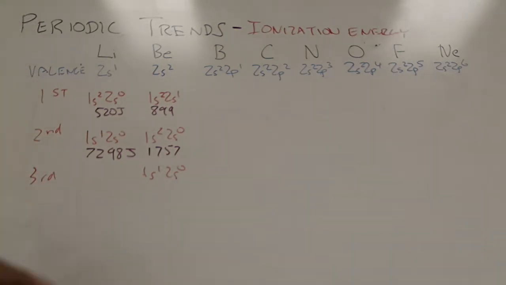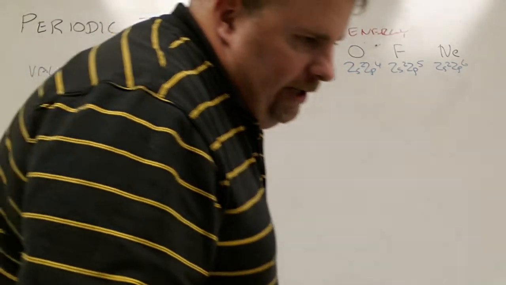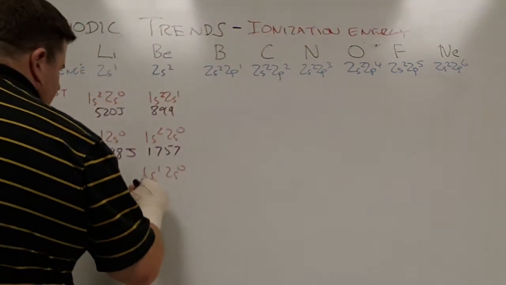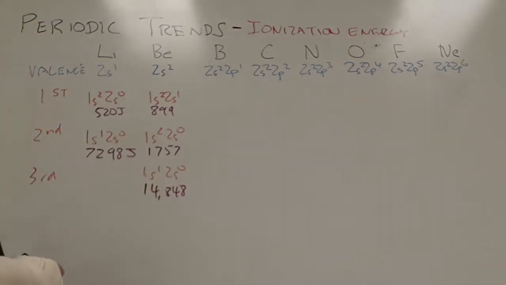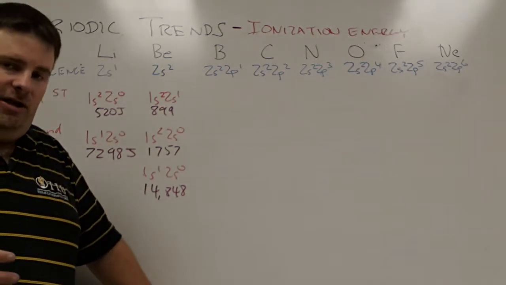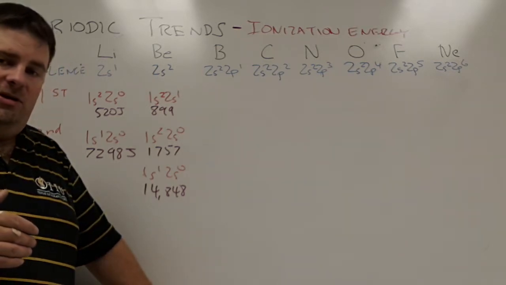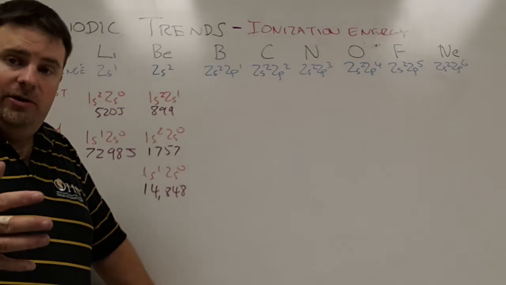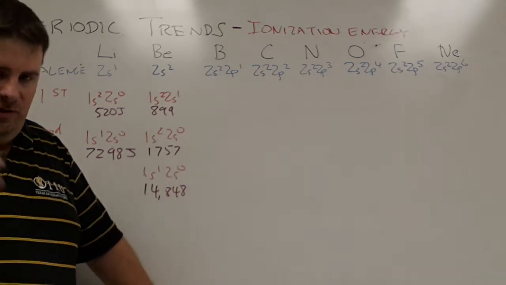But when I try to remove that third electron there, I see a gigantic jump. And it is 14,848 joules. So that's a mammoth jump. Okay, so the first conclusion I can make about ionization energy is that the ionization energies jump significantly if I'm trying to disrupt a noble gas configuration state. Okay, so that's the first one.